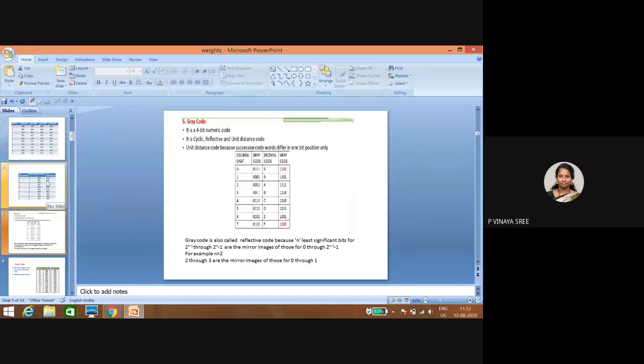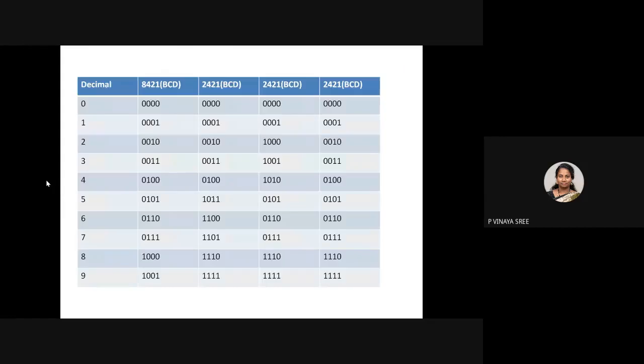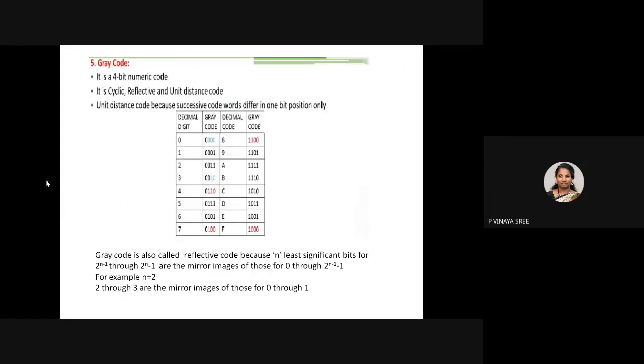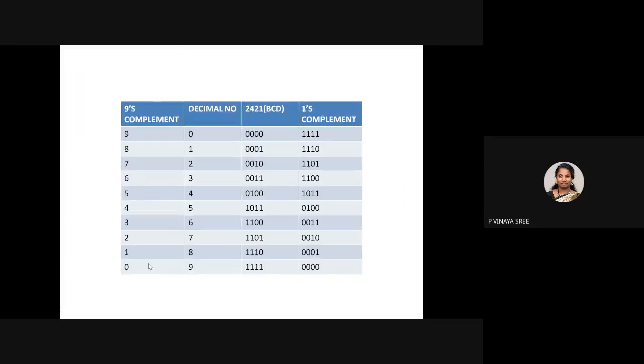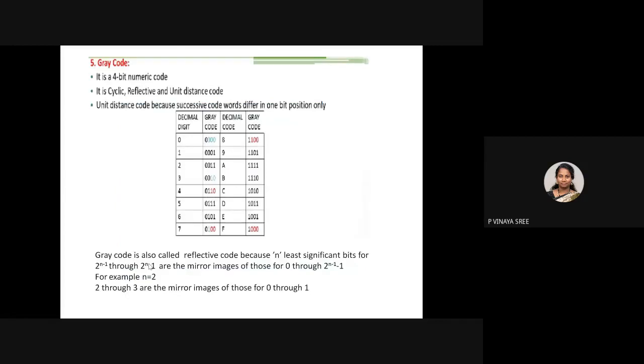Next, write down the side heading gray code. Very, very important. Gray code. First, gray code comes under which, see here. In non-weighted codes, we have XS3 and gray code. I'm starting with gray code. So write down the side heading in your notes. Weighted code is over, we have discussed 2421. Now I'm starting with non-weighted codes. I'm starting with gray code.